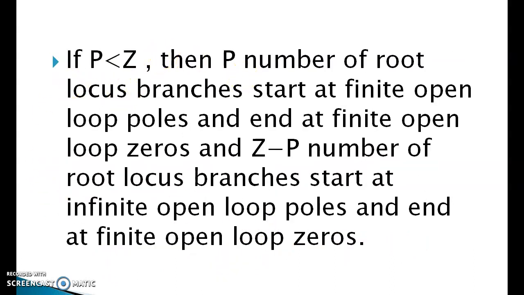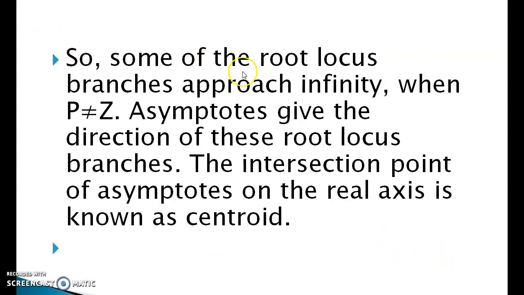If P is less than Z, then P number of root locus branches start at finite open loop poles and end at finite open loop zeros, and Z minus P number of root locus branches start at infinite open loop poles and end at finite open loop zeros. So, some of the root locus branches approach infinity. When P is not equal to Z, asymptotes give the direction of these root locus branches. The intersection point of asymptotes on the real axis is known as the centroid.